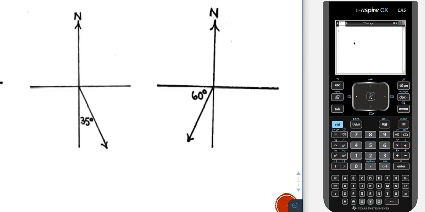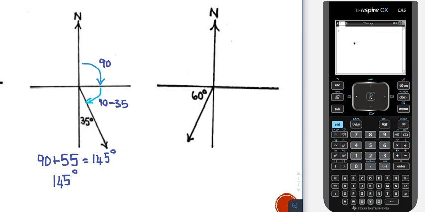Two more examples. This first one, I've got 90 degrees, and then I've got this little portion, which is 90 minus 35. So 90 plus 55 is equal to 145 degrees true, which is my bearing for that question. And the last one, 180 plus 30 is going to give me 210 degrees true.